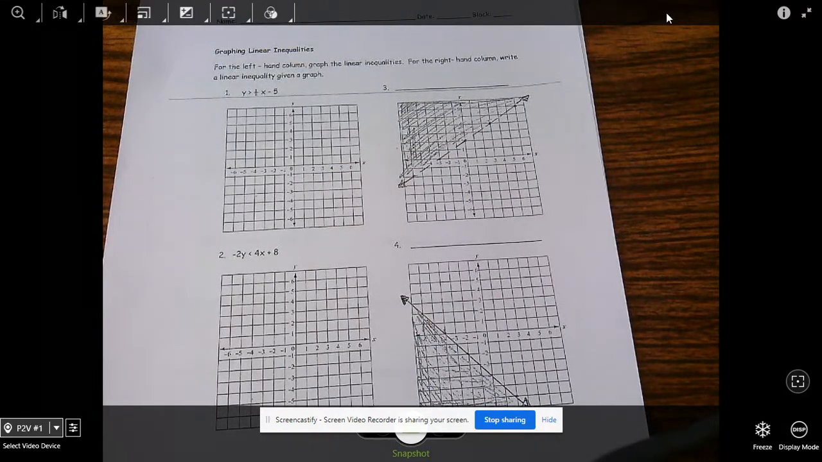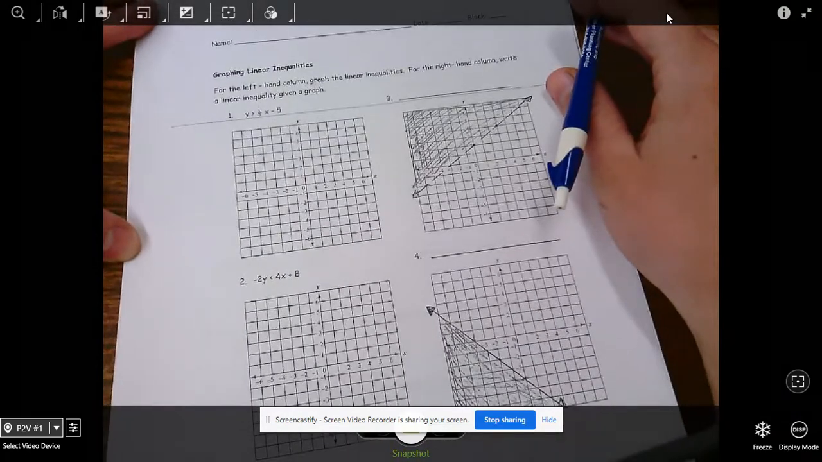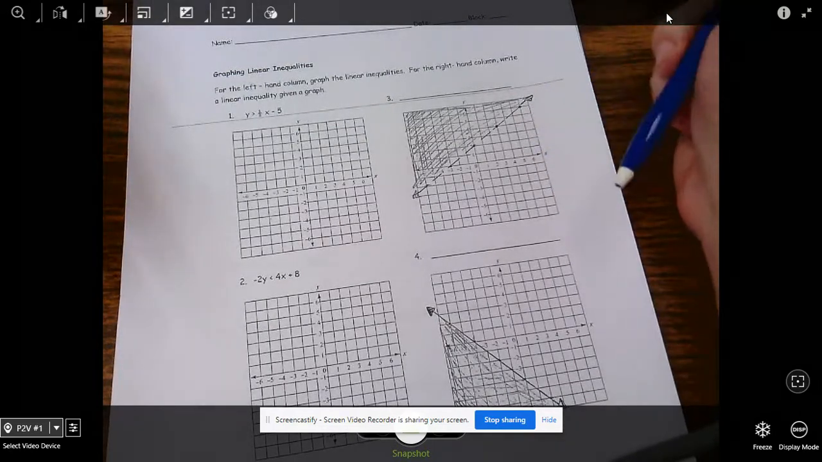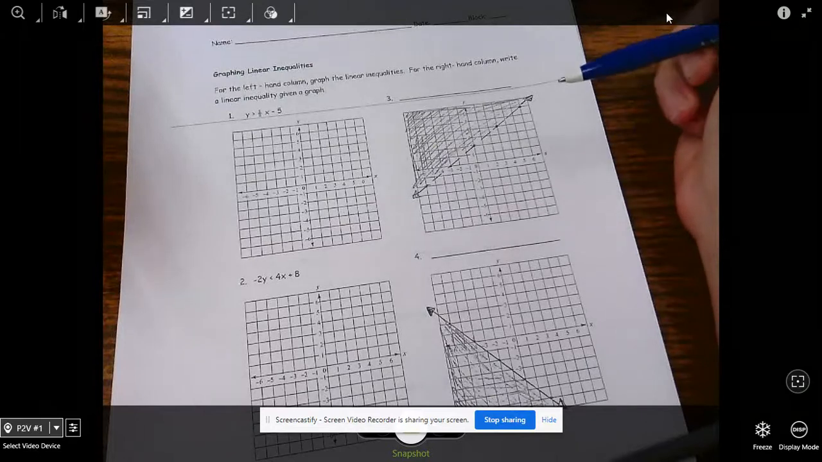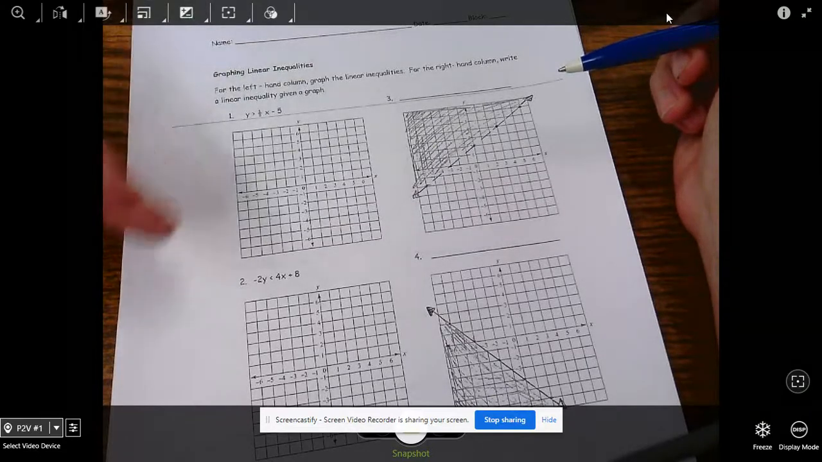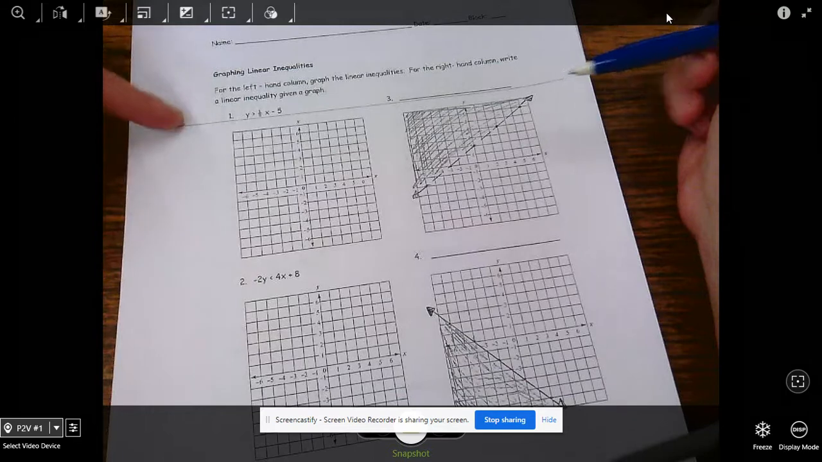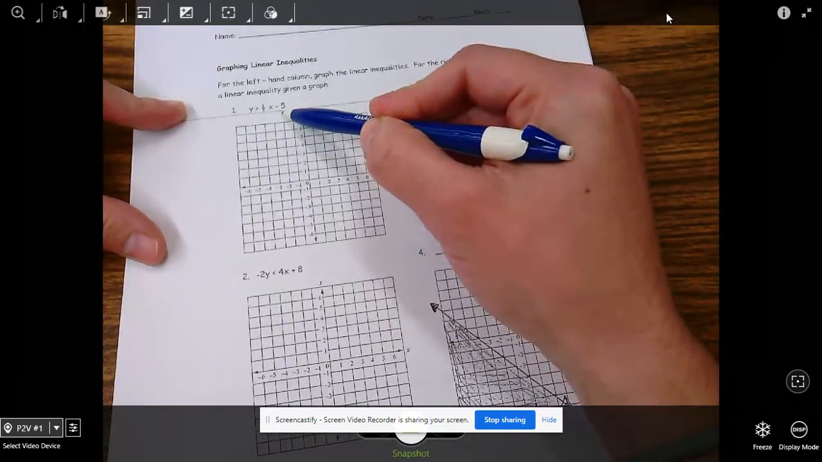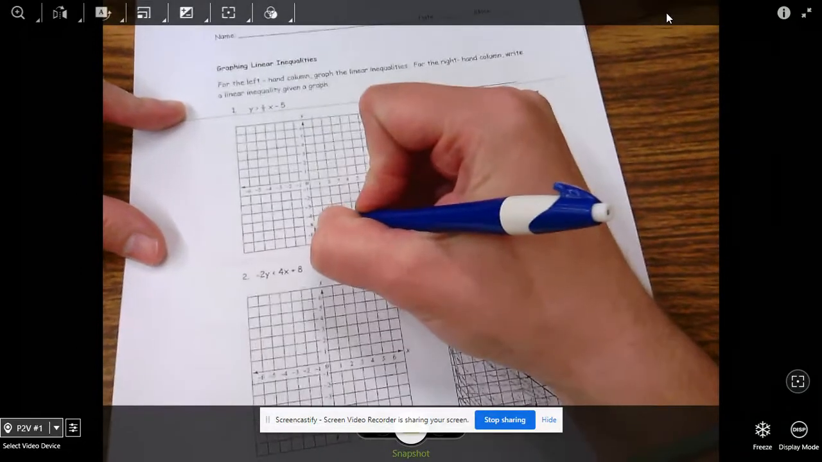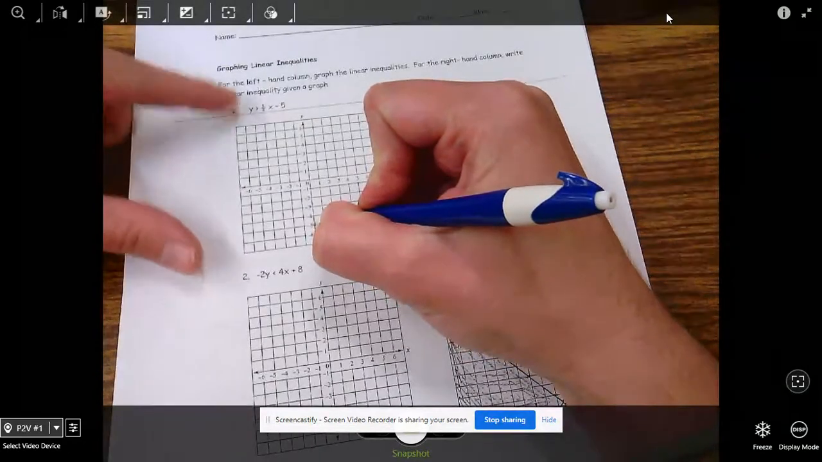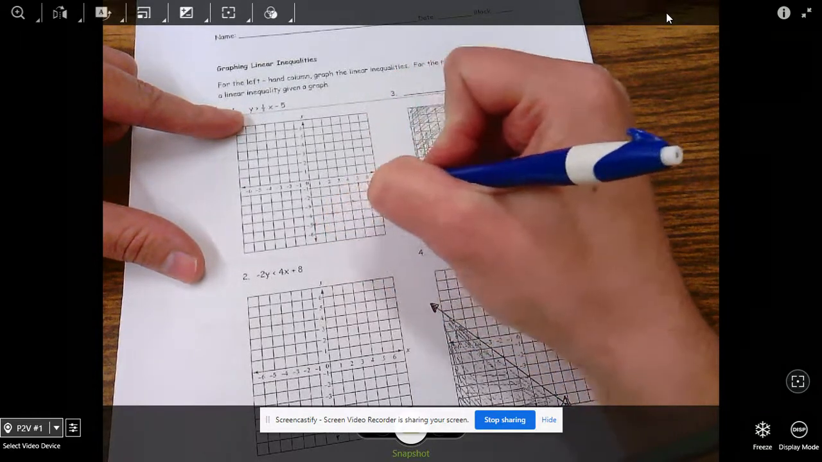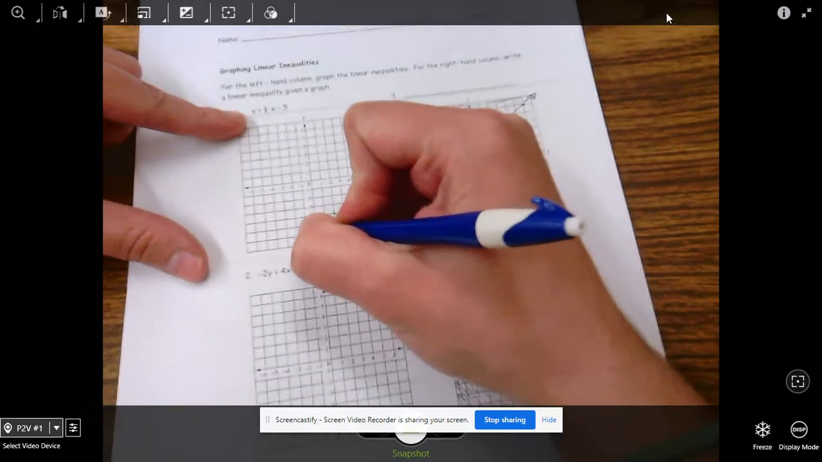So we are finishing chapter 3, part 1 with systems of inequalities. It says, this is like an introduction that you would have done in Algebra 1. For the left-hand column, graph the linear inequalities, and for the right-hand column, write a linear inequality. Well, here, it's slope-intercept form, so you're just going to graph it like normal. You begin with b, -5, and you move with m, 1/2. So you go up 1 over 2, up 1 over 2, up 1 over 2, down 1, left 2.